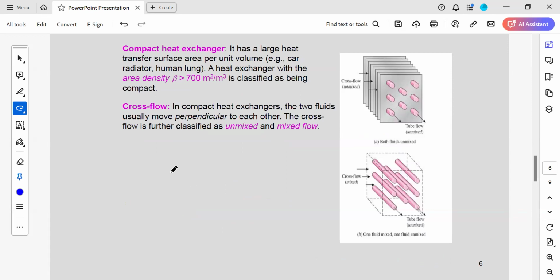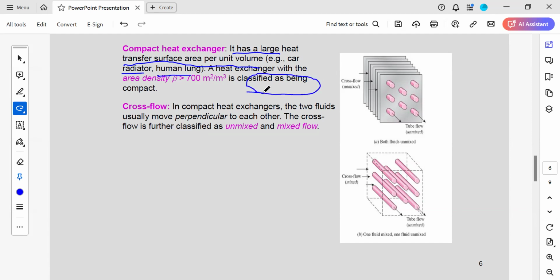Next one is the compact heat exchanger. A compact heat exchanger has a larger heat transfer area per unit volume. The best example is the car radiator, which has a larger surface area per unit volume, as do human lungs. Heat exchangers with an area density greater than 700 square meter per cubic meter are called compact heat exchangers.